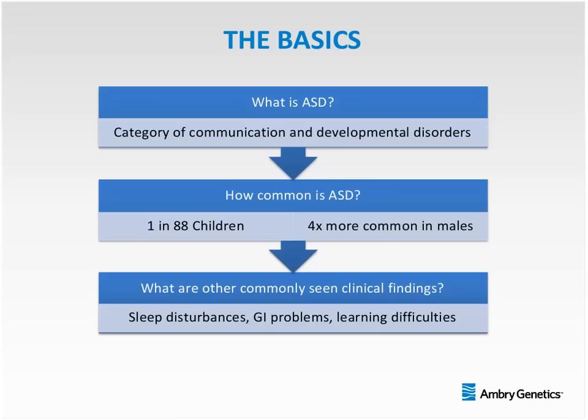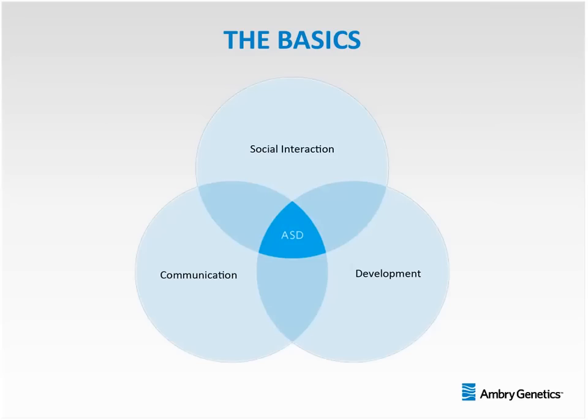Sometimes there are other commonly seen clinical findings. There can be sleep disturbances, gastrointestinal problems, learning difficulties, and so it's not just one thing. What we do know is that there are problems in each of these 3 spheres that affects children with autism spectrum disorders. There are problems with social interaction, there are problems with communication, and there are problems with development. They don't have to be 3 completely equal spheres for any given child, and there may be children who have better communication or better development or better social interaction for that matter, and still fall into the ASD spectrum group.